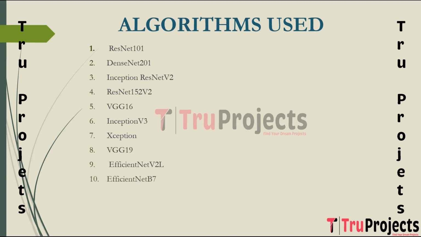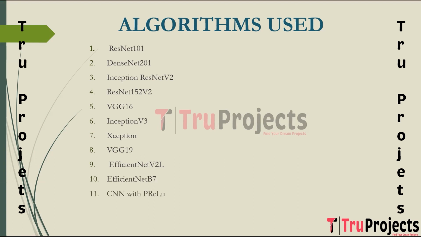The next algorithm is EfficientNet B7. It is another variant of EfficientNet architecture designed for larger and more complex datasets. It balances model size and accuracy through the compound scaling. It is employed when dealing with more intricate datasets, offering a balance between model complexity and accuracy.